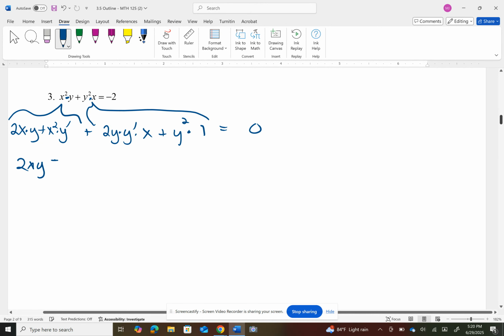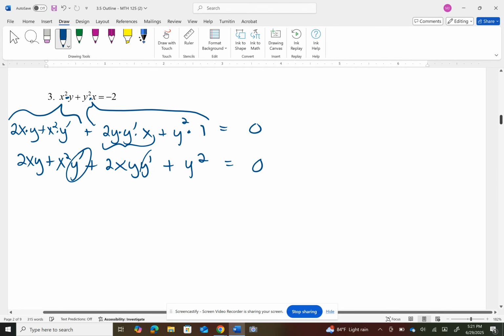So this would be 2xy. Now I like to just clean it up a little bit first. Ooh, let me do a better job. That would be 2xy plus x squared y prime plus 2xy prime, that's that whole term. It's all addition, so I can just reorganize things. And then plus y squared, okay? And that's equal to 0.